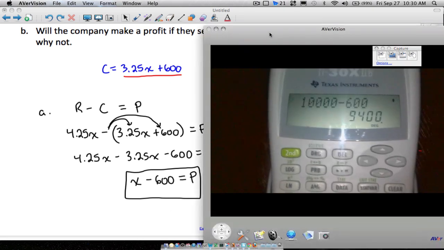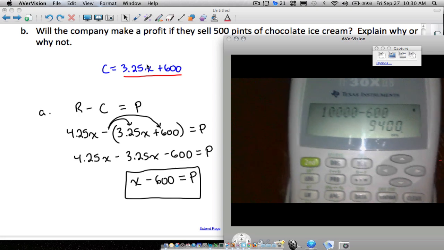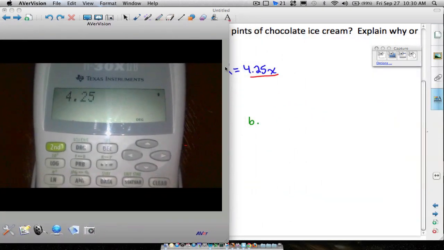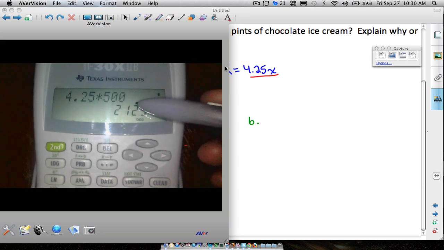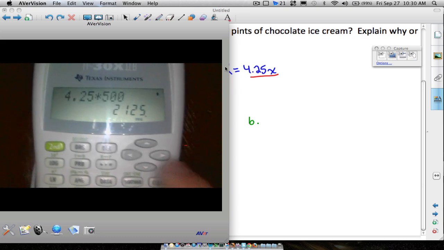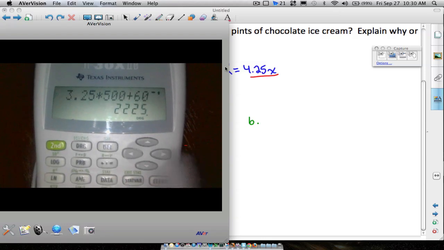how much does it cost them to make 500 pints? Well, there's the cost function. So $3.25 times 500 pints of ice cream plus the additional $600. That's the cost function. So it's going to cost them $2,225 to make them. And then they will turn back around and sell those 500 pints of ice cream for $4.25 apiece. Remember, that's our revenue function. So times 500 pints, if they sell those 500 pints, they're only going to make $2,125. That number is smaller than what it cost them to produce.